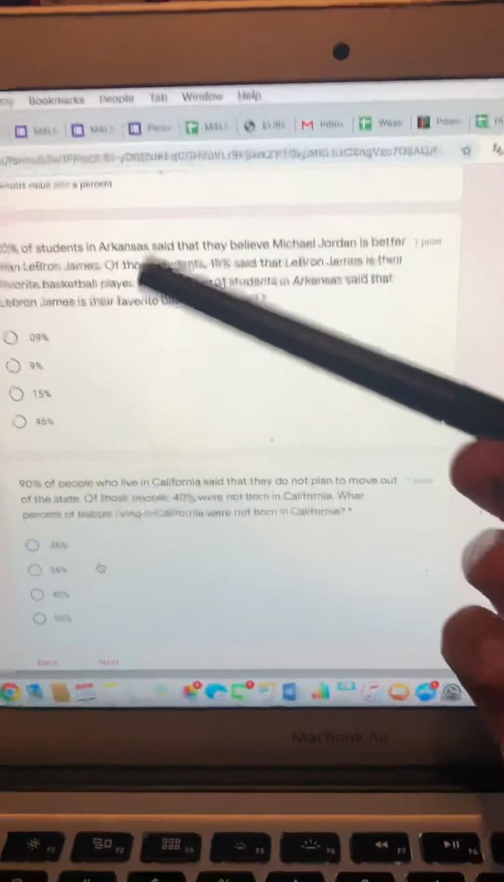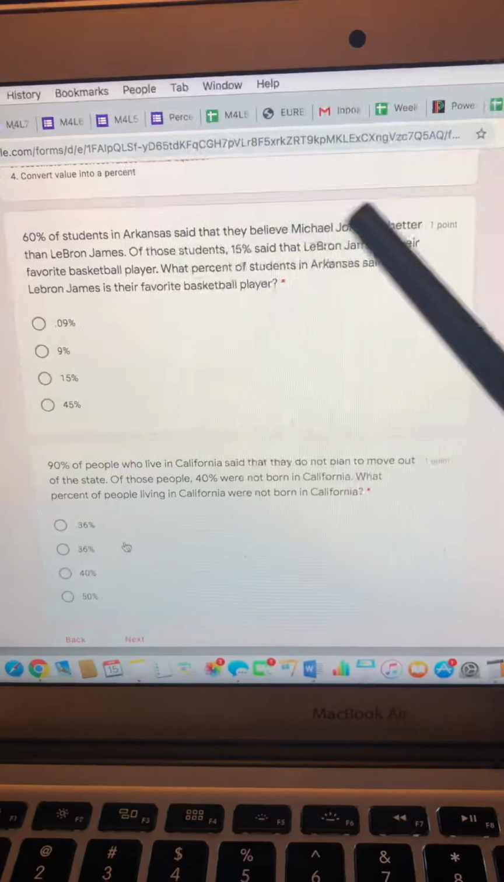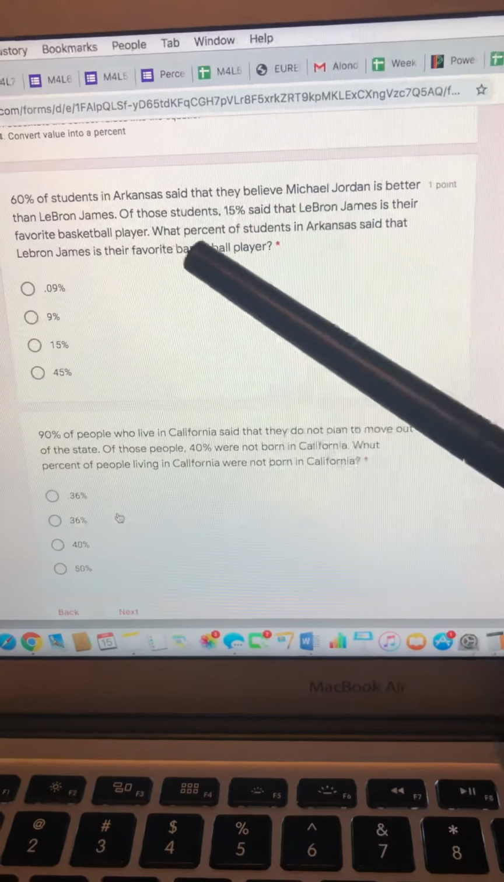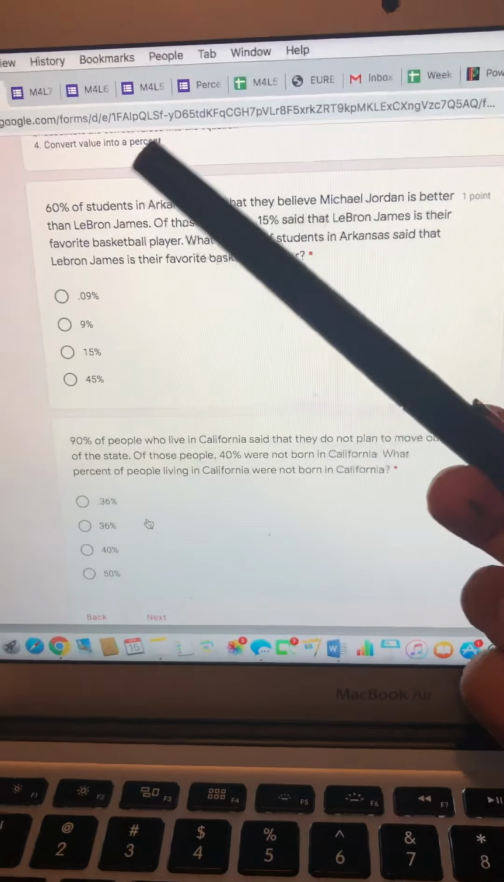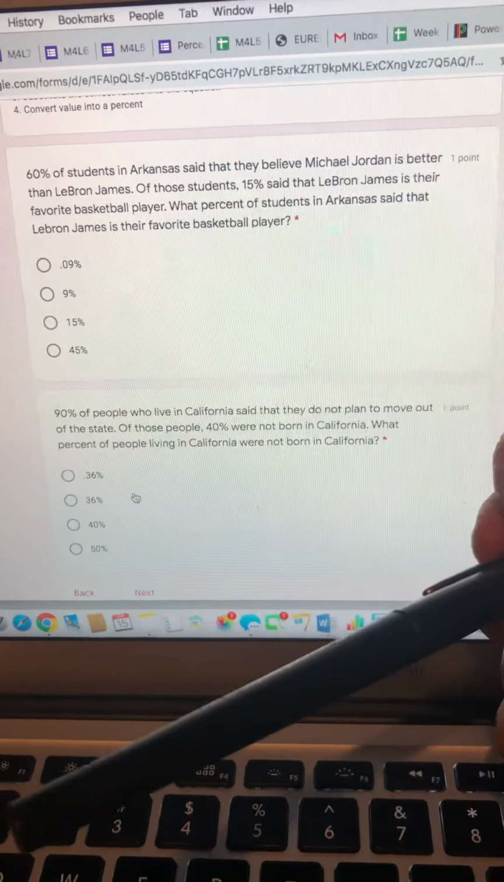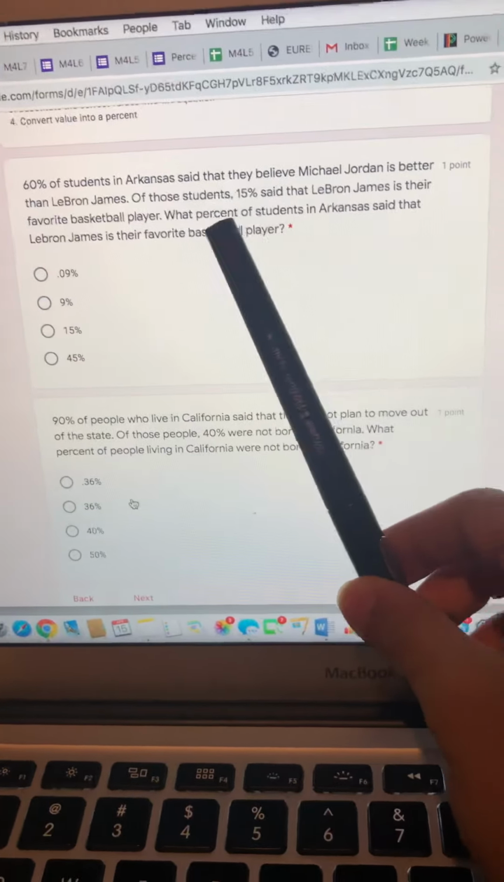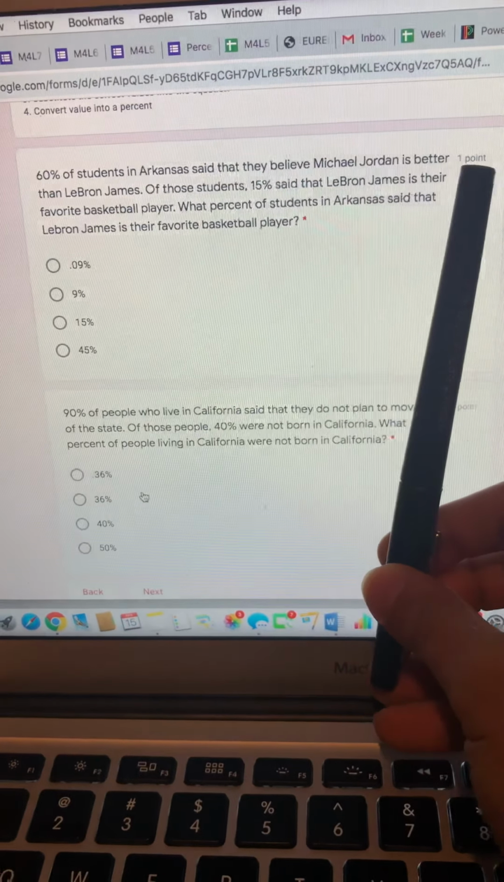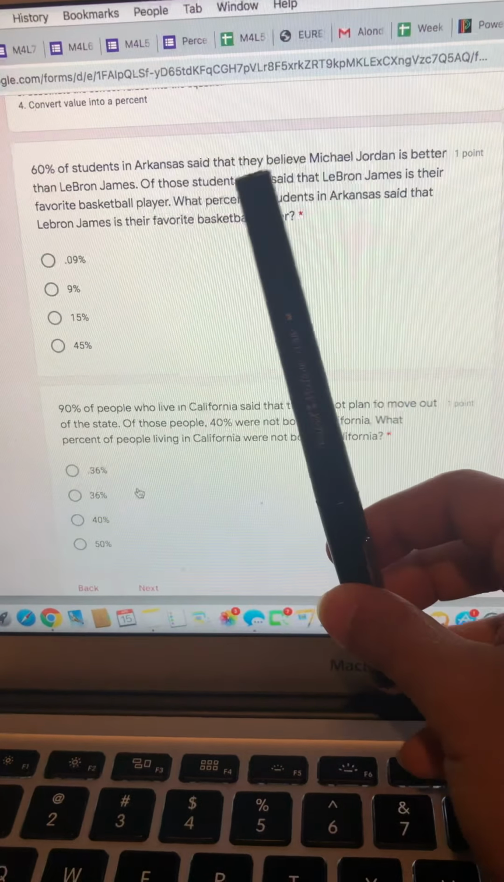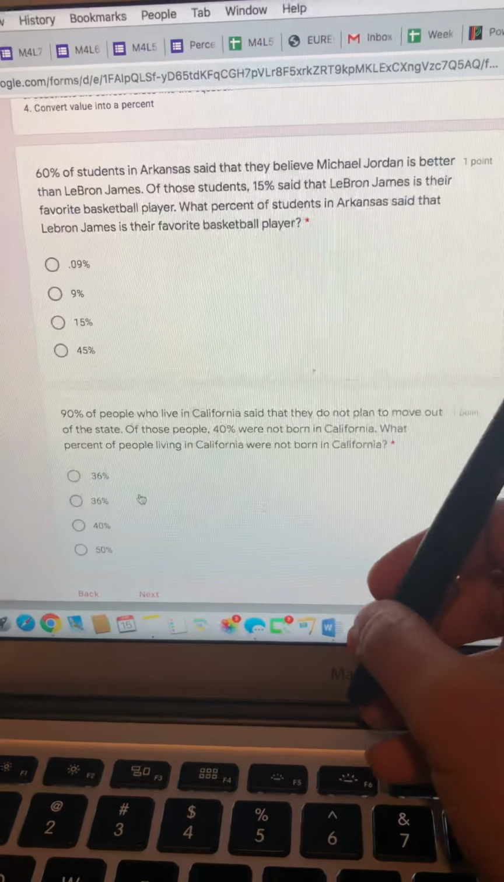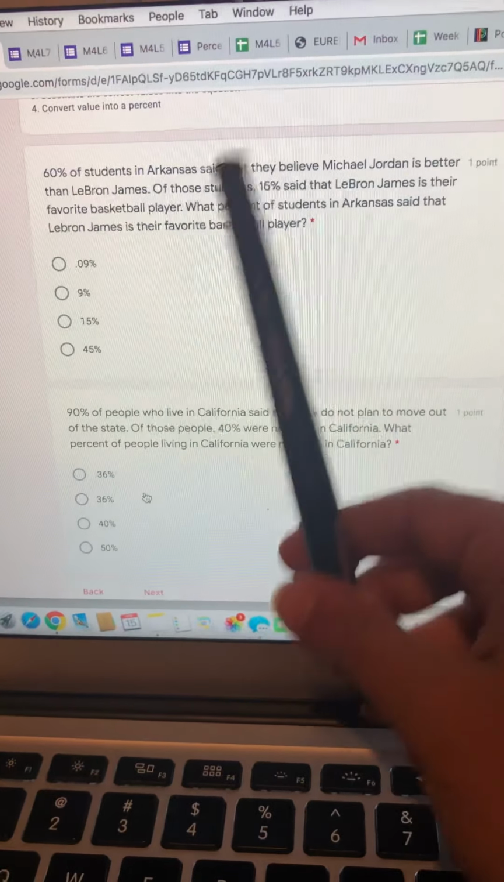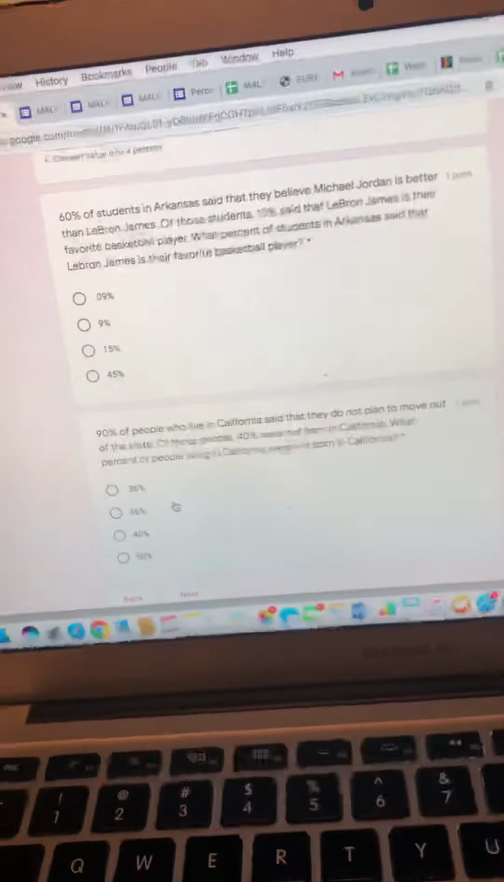Number one says 60% of students in Arkansas said that they believe Michael Jordan is better than LeBron James. I don't know what's wrong with the other 40% of you guys, but anyways. Of those students, 15% said that LeBron James is their favorite basketball player. What percent of students in Arkansas said that LeBron James is their favorite basketball player?